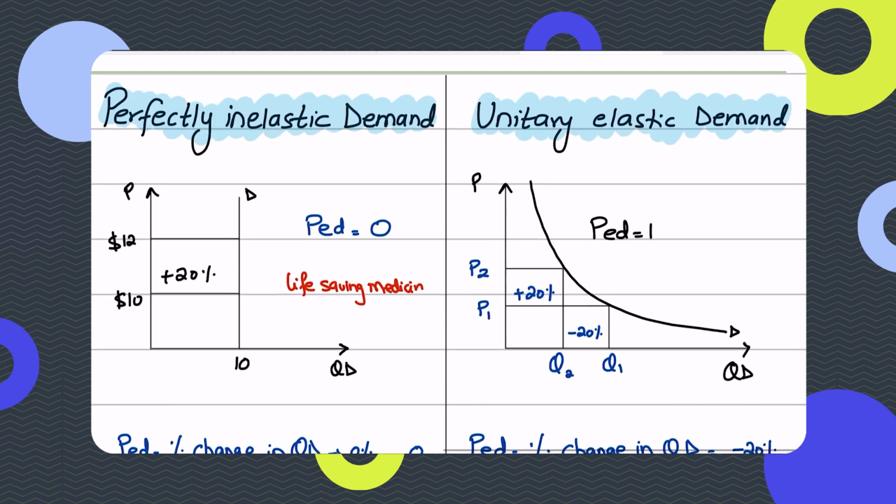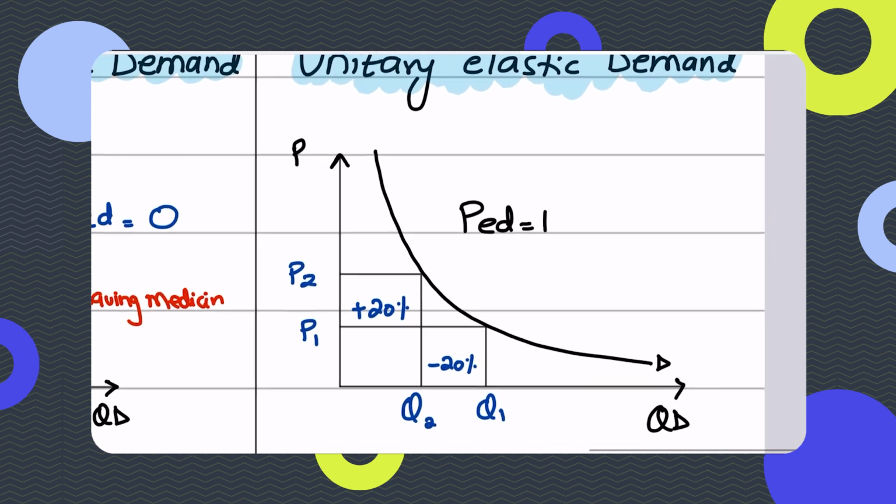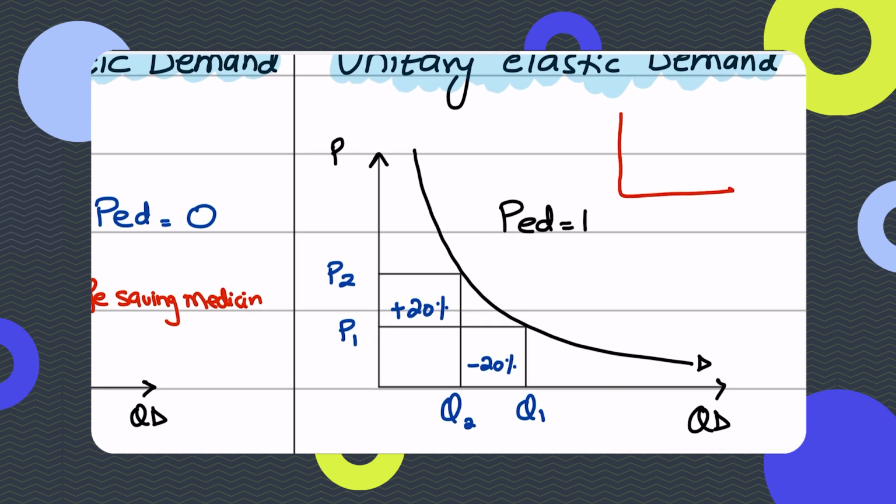PET is minus 1. Minus again, that doesn't really matter, it will always be minus, but 1 is showing that the percentage change in quantity demanded and price are exactly equal. So that is unitary elastic demand. And how do you draw the demand curve for this? It is drawn like a rectangular hyperbola.